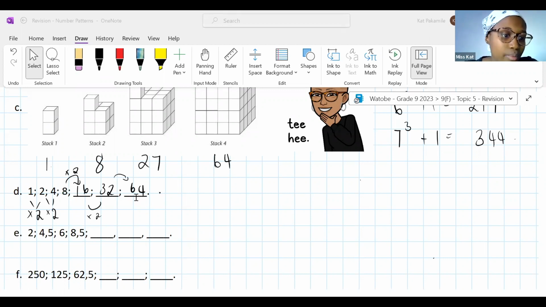What's the next one? So again, from 2 to 4,5 to 6 to 8,5. What have we here? No, something's wrong with this pattern. I'm noticing now.